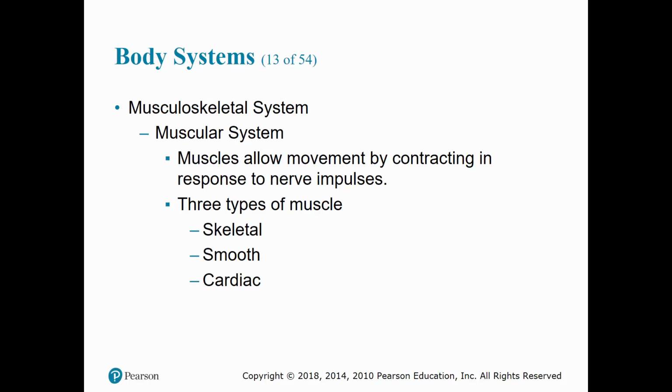Now, within our muscular system, we have 3 different types of muscle. We have skeletal, smooth, and cardiac muscle. Skeletal muscle, or our voluntary muscles, is what we can actually consciously move. So when we want to move our hands or we want to walk, these are our voluntary muscles. I can consciously control them.